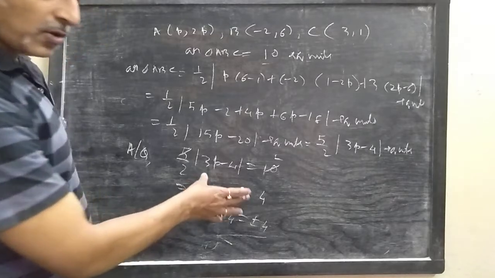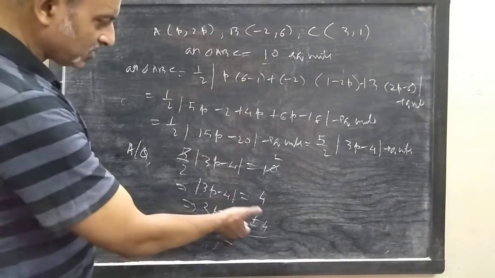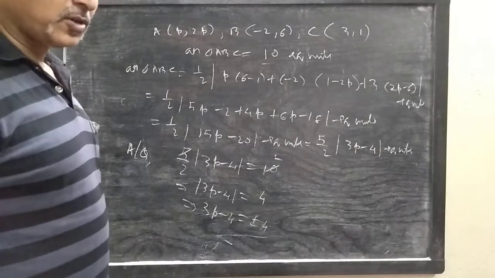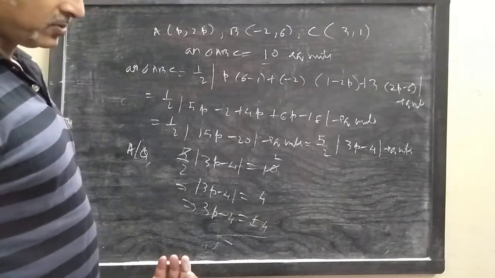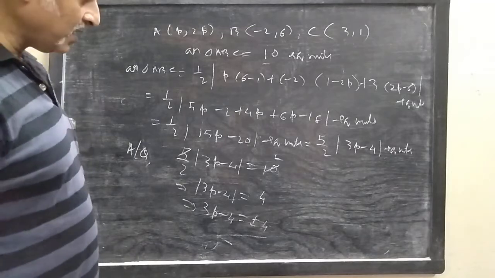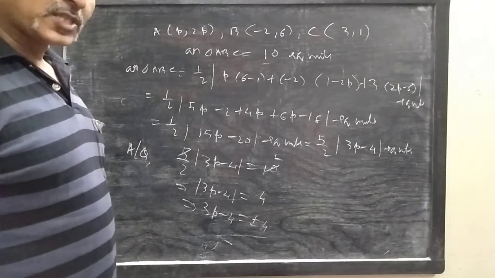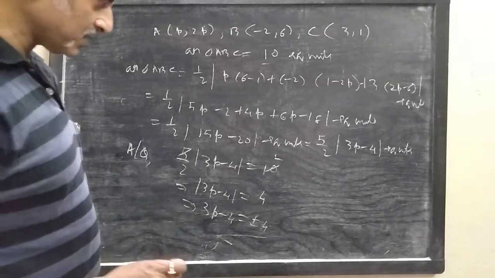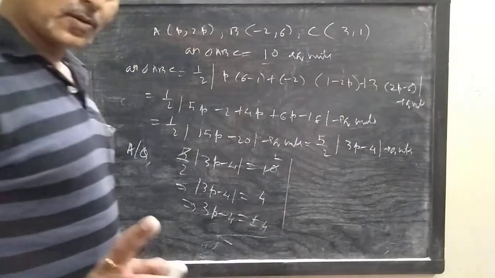When we are removing the modular sign from this side, its value will be plus 4 or minus 4. Why? Because we know the absolute value of plus 4 is also 4, and minus 4 is also 4. So when the absolute value of 3p minus 4 is 4, then 3p minus 4 can be plus 4 or minus 4. So you have to consider both the cases. Otherwise you will get an incomplete answer.